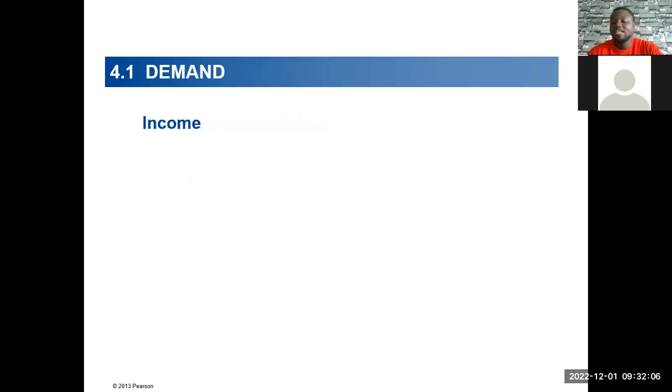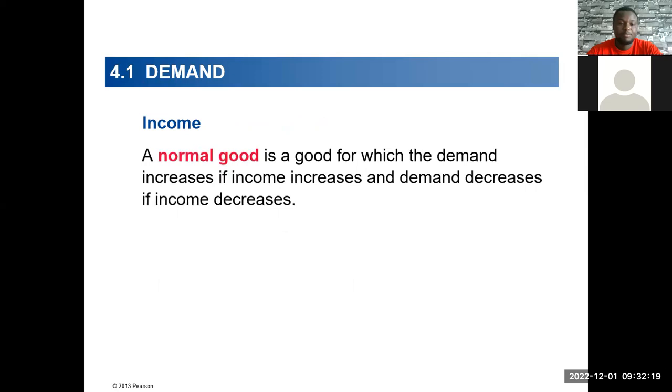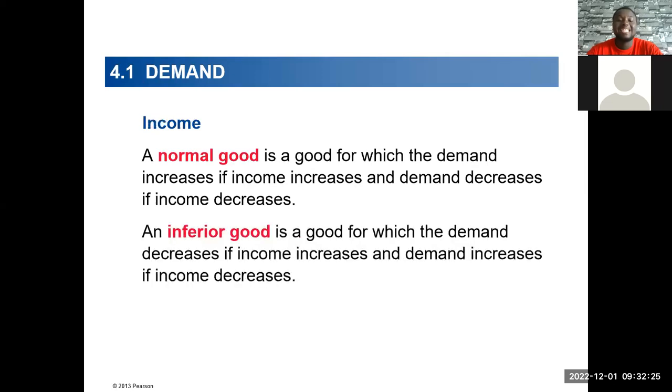Then income. For income too, we have to talk about the relationship between goods and income. We have normal goods, we have inferior goods. For normal goods, we tend to buy more whenever there's an increase in our income. Okay, that's for normal goods. So if you have more money, you buy more. But then for inferior goods, we buy less when our income rather increases.